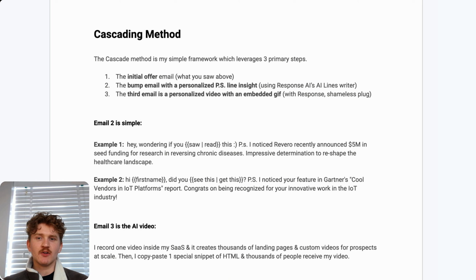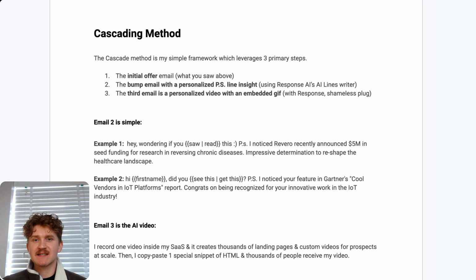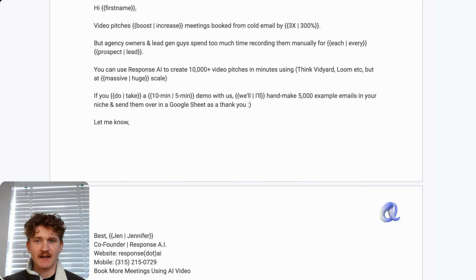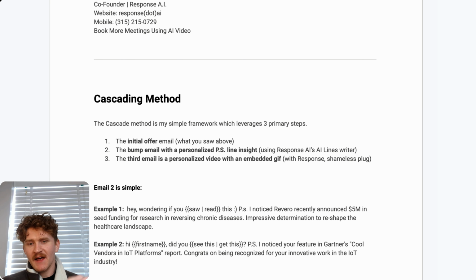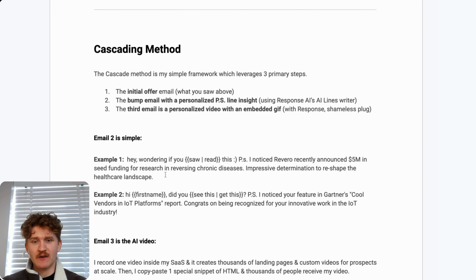Now, in general, I'll go through a bit of detail here. So the cascading method is that you offer the initial email, which is what these look like, script 1 to 3. The bump email is typically a personalized insight. So the first email might be, John, are you looking to scale your plumbing company? And then the bump email will say, John, I'm just wondering if you got this email. And the reason I reached out is because I noticed that you guys were recently funded $5 million for ABC123.